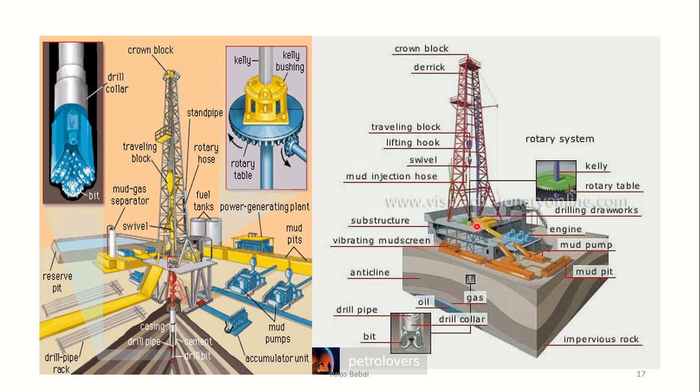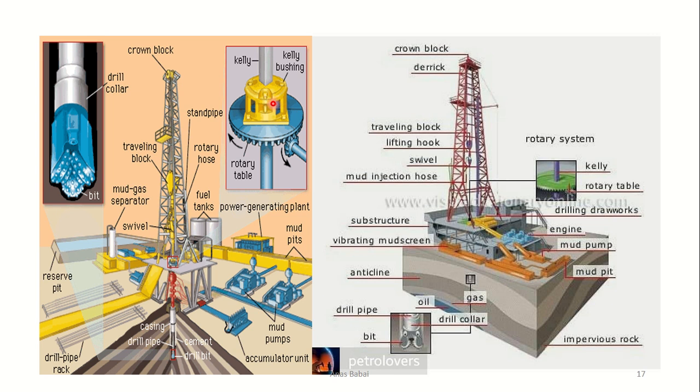In this place we have the rotary table, and we have the Kelly, and we have the Kelly bushing. The Kelly bushing is a part of the drill string, which is connected to the drill strings. The Kelly bushing secures the Kelly in the rotary table, and this rotary table transfers the rotary movement through the drill string.